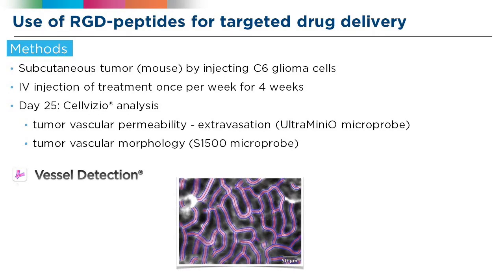Regarding the analysis, they also used Vessel Detection, which is a plugin that we have developed that is based on the segmentation of the image that you collect using the Cellvizio instrument. And based on the segmentation, you can collect some quantitative results about the vasculature, such as the total length of the vessel, the mean diameter, or the functional capillary density.